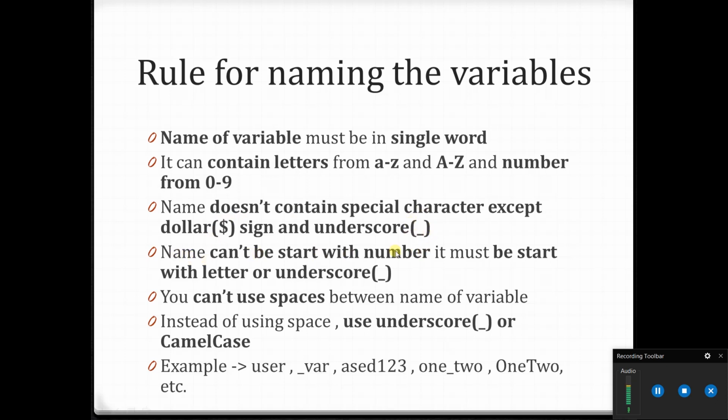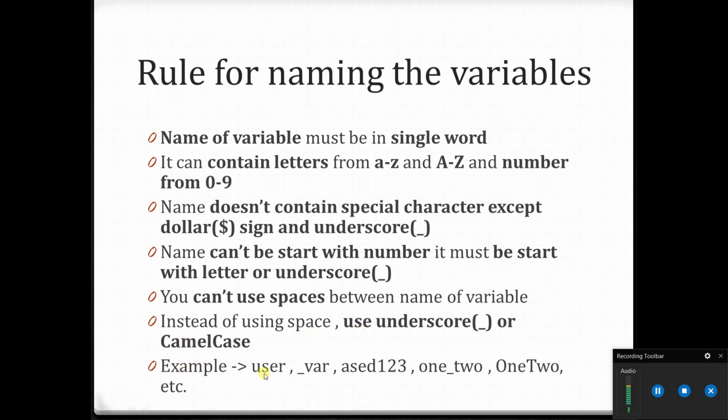The name can't start with a number, it must start with a letter or underscore. So you cannot start the name of the variable with a number. You cannot define a name like 123 or 2 3 where, like that. You must start the name with a letter or underscore. Fine. So you cannot use space between the name of the variable. If you want to use a space, instead you can use underscore or camel case. So what is camel case here? We will discuss it.